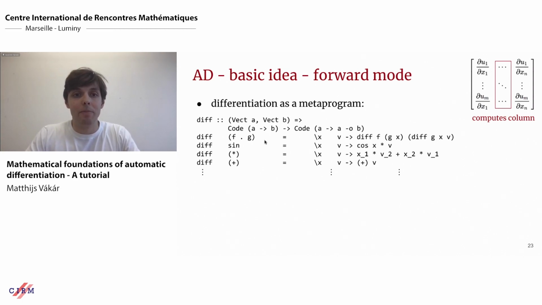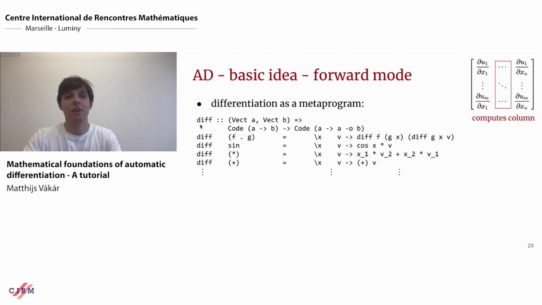And now the way we proceed to implement this basic automatic differentiation algorithm is just by implementing all the standard high school recipes, right? We say that the derivative of a composition is governed by the chain rule. So the derivative of f and g is a function that takes a primal value x and a tangent vector v, and it first evaluates the derivative of g at x on v, and then it evaluates the derivative of f at g of x on the result, right?